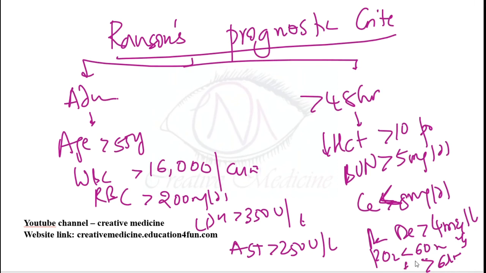So what are Ranson's prognostic criteria? At the time of admission, age of the patient is more than 55 years, WBC is more than 16,000 per cubic millimeter, random blood sugar is more than 200 milligram per deciliter, LDH is more than 350, and AST is more than 250. Then after 48 hours, fall in hematocrit is more than 10 points, blood urea nitrogen elevation is more than 5 milligram per deciliter, serum calcium is less than 8 milligram per deciliter, base deficit is more than 4 milliequivalent per liter, arterial partial pressure of oxygen is less than 60 millimeters of Hg, and fluid sequestration is more than 6 liters. Out of these 11 criteria, if more than 3 are present, then it is severe acute pancreatitis.